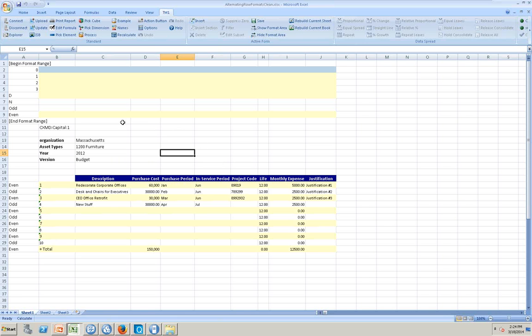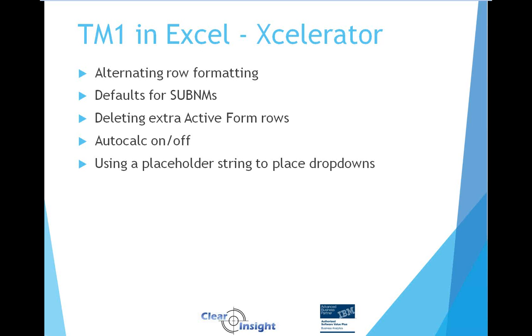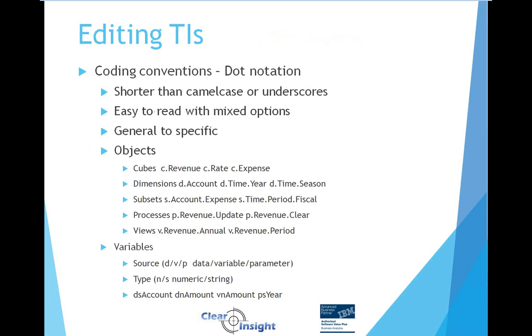So that's some items we've talked about in perspectives here, or accelerator. Let's pop back to our agenda slide here. So we talked about alternating formatting, defaults for subnums, active forms, AutoCalc, and the placeholders. So let's switch gears a bit. Now we're going to talk about editing TIs.